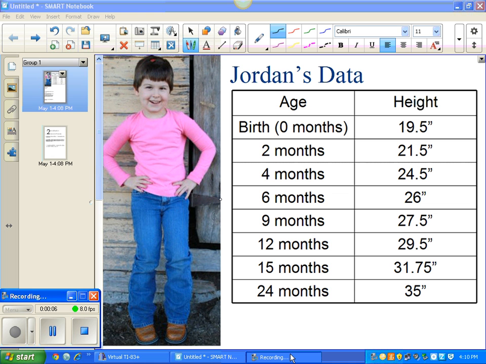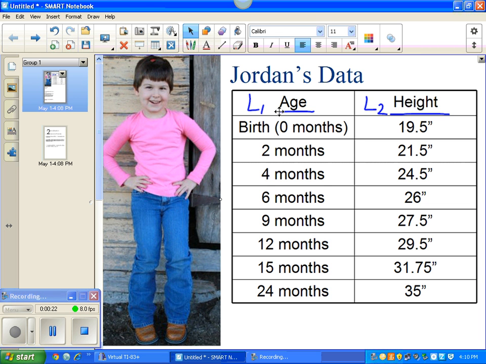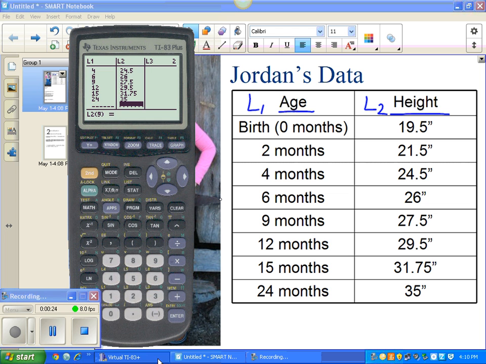So what you're given here is Jordan's data. Jordan is a friend of mine's daughter, and what we have for her is her age in months, along with how tall she is. So when we have lists like this, we're going to fill in list 1 and list 2 in our calculator by hitting stat and then enter. So fill in both your lists. And once you have that done, we'll be able to answer a series of questions.